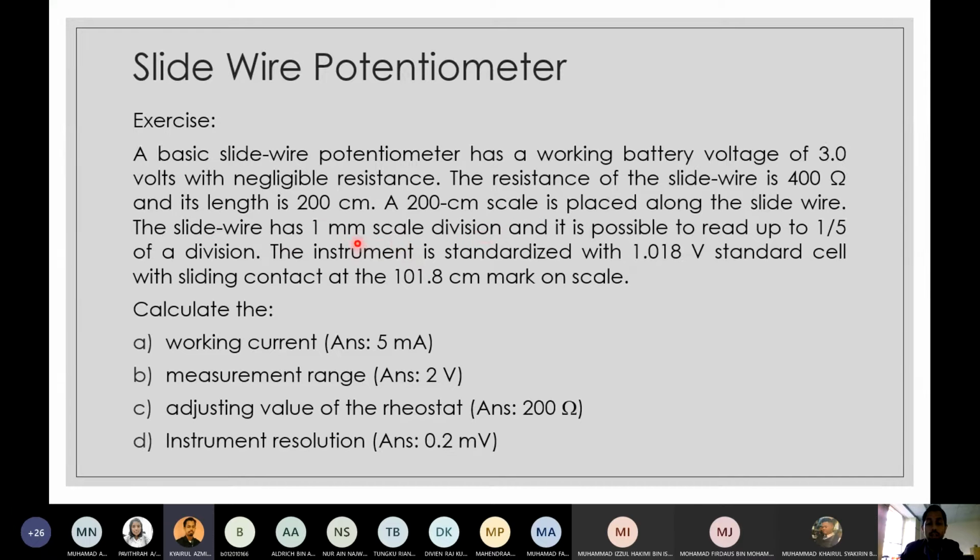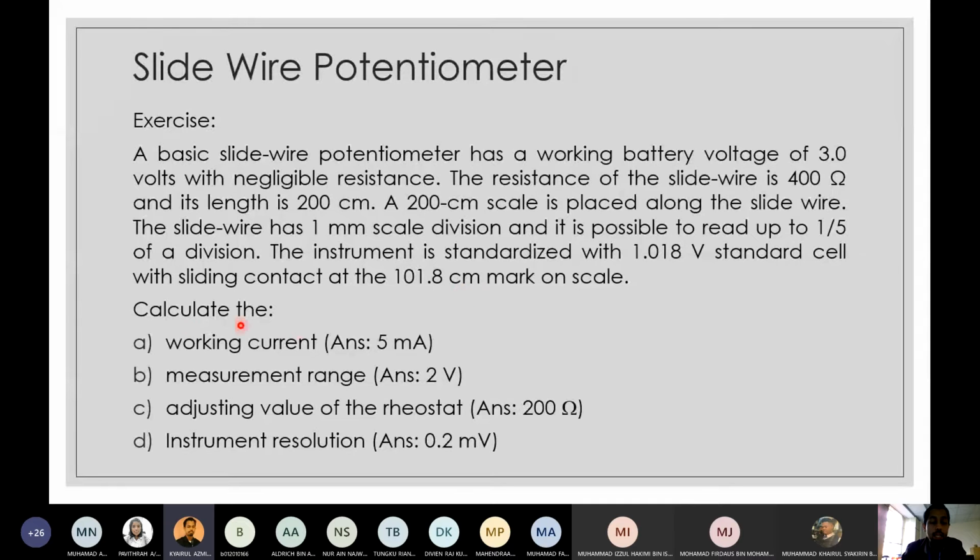So the scale is 1 millimeter scale. We can see up to 1 millimeter. And it is possible to read up to 1/5 of a division. So dia boleh baca up to 0.02 lah millimeter of the division, 1 divided by 5 multiplied by 1 millimeter. So the standard cell is 1.018 and the sliding contact is set to 101.8 centimeter.